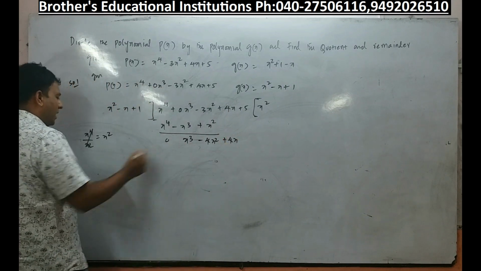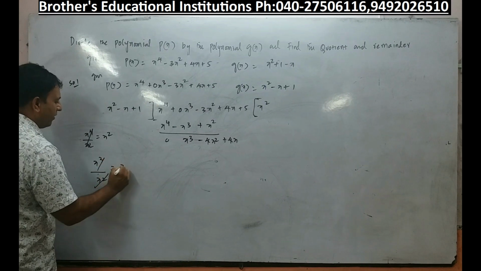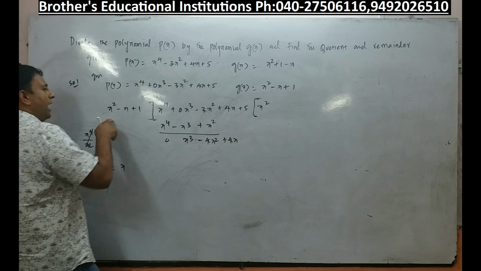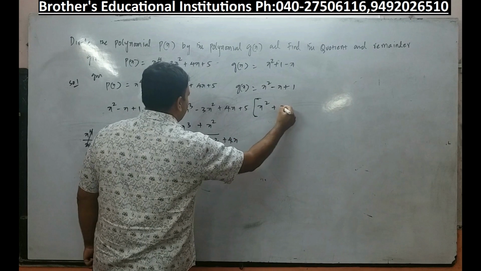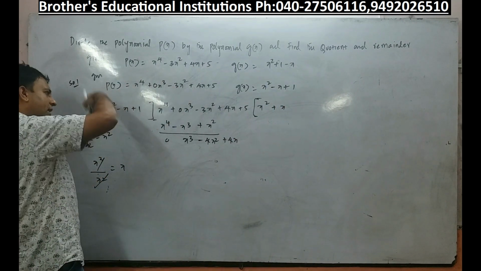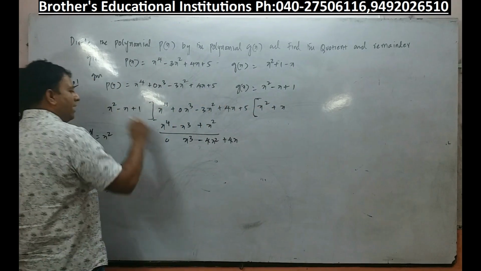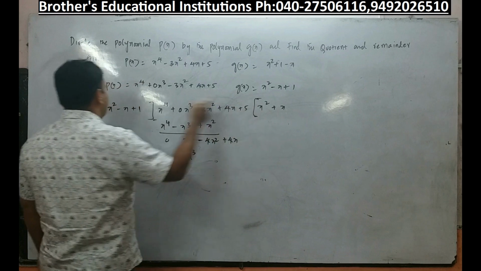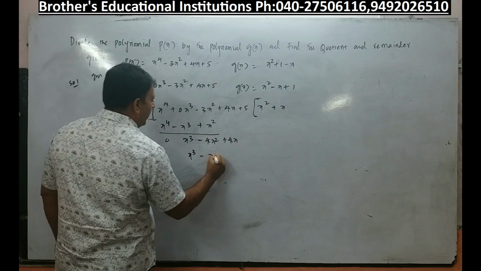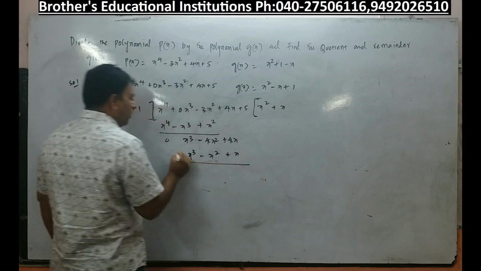Alright. Now again, I have to divide x cube by x square. X cube divided by x square will be what? X. So again I will put this x. Plus x or minus x? I got a plus sign here. Plus x. So again I multiply that plus x with the entire divisor. Plus x into x square will be plus x cube. Plus x into minus x will be minus x square. Plus x into 1 will be what? Plus x. Now I subtract.